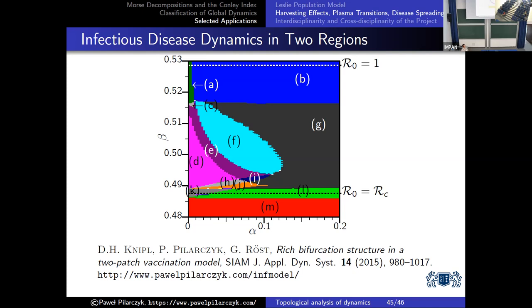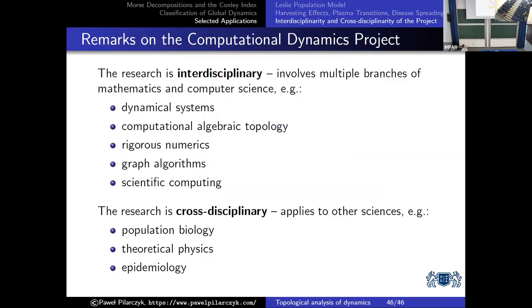This is because the models already are very sophisticated and there are a lot of uncertainties in the model. Eventually, let me point out the fact that this is sort of interdisciplinary research. As you saw, it involves dynamical systems, computational algebraic topology, some algorithms, rigorous numerics, graph algorithms, and scientific computing, because I didn't say how costly these computations were, but they took several hours on the computer cluster. It's not that computing so many Conley indices can be done on a laptop. And this is, in fact, also cross-disciplinary research. You get some potential applications in population biology, theoretical physics, epidemiology, and wherever you use dynamical systems for modeling.